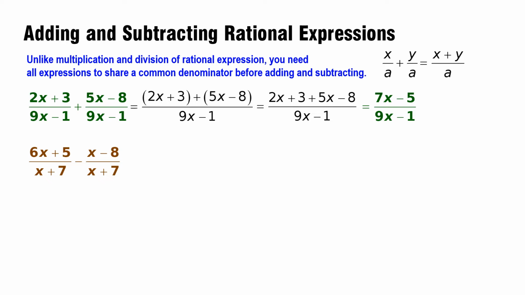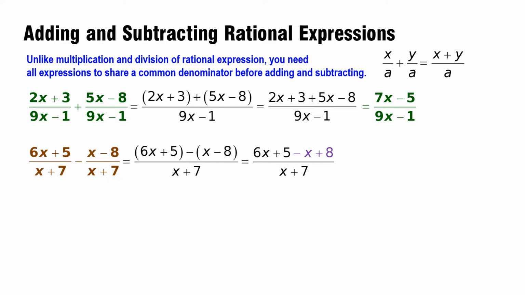In this case, we have the quantity 6x plus 5 all over x plus 7 being subtracted by the quantity x minus 8 all over x plus 7. As I stated before, you can merge the two fractions into one. This time, I really recommend that you use parentheses. Why? Because the biggest issue is that students forget to take the negative and distribute it over the x and distribute it over the negative 8.